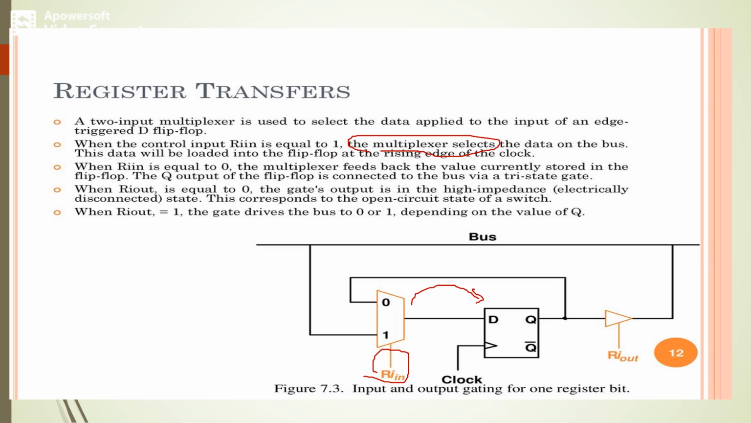The Q output of the flip-flop is connected to the bus via a tri-state gate. When Ri out is equal to 0, the gate's output is in the high impedance state. This corresponds to the open circuit state of the switch. When Ri out is equal to 1, the gate drives the bus to 0 or 1 depending upon the value of Q.